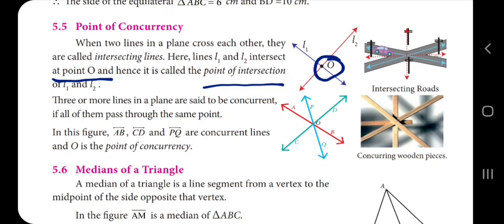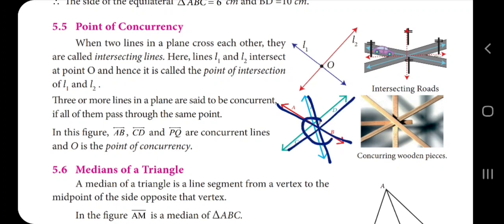Then, three or more lines in a plane are said to be concurrent if all of them pass through the same point. If two lines are passing through, it means an intersecting point. If two or three or more lines are passing through a point, this point O is called the point of concurrency. A simple way: in a plane, more than three lines passing through a single point is called a concurrency point, the point of concurrency.